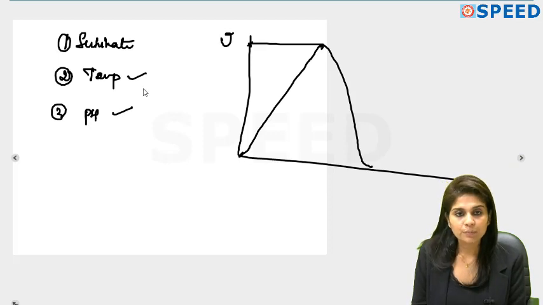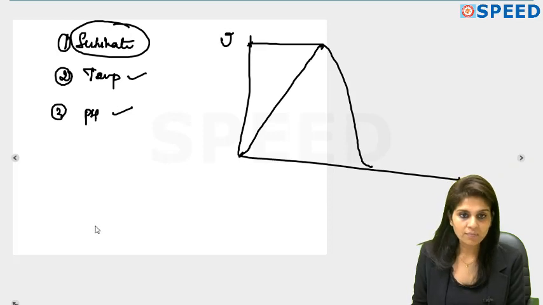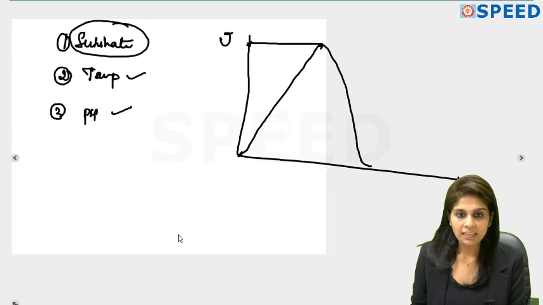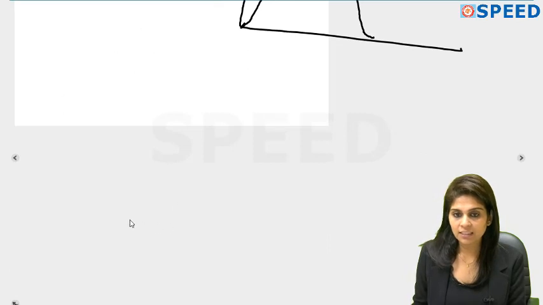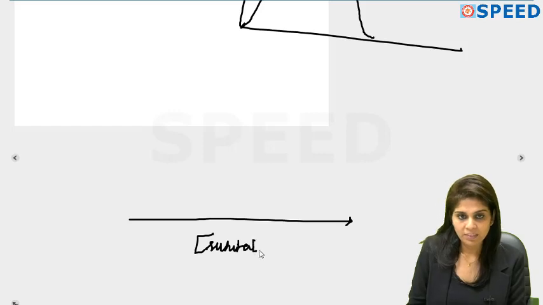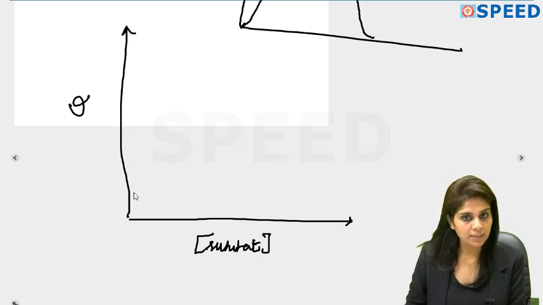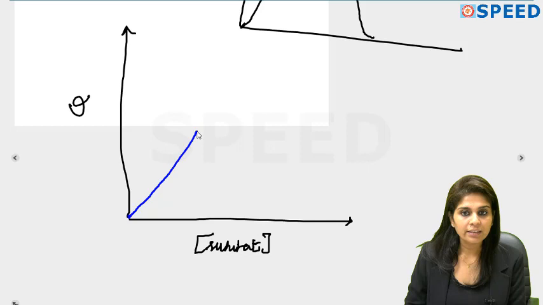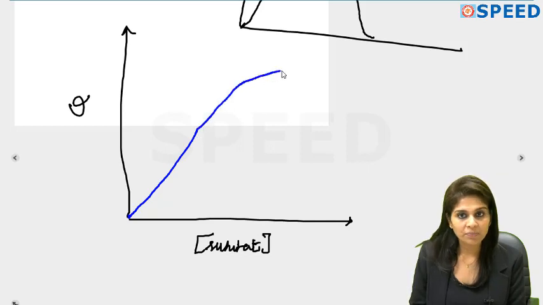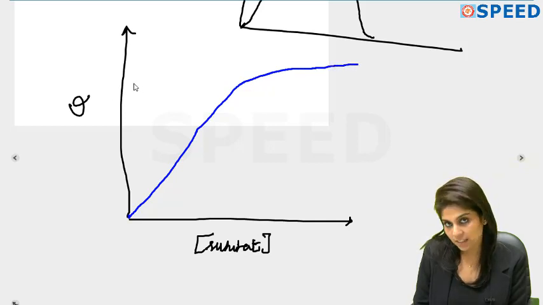Now, what is the effect of substrate concentration on the rate of enzyme catalyzed chemical reaction? As you all know, as the substrate concentration increases, what do you think will happen to the rate of enzyme catalyzed chemical reaction? That also increases linearly. But this linear increase happens only till a point, after which even if you increase the substrate concentration, the rate of the chemical reaction cannot increase.